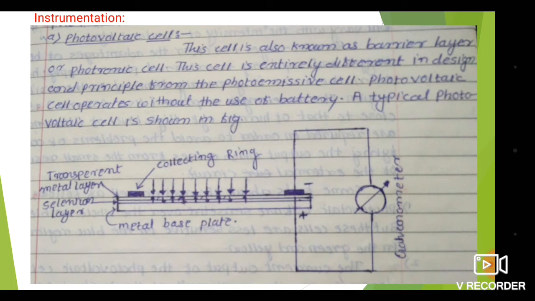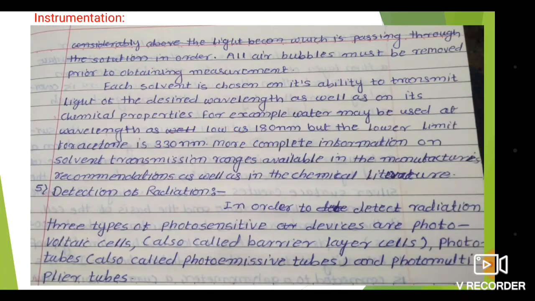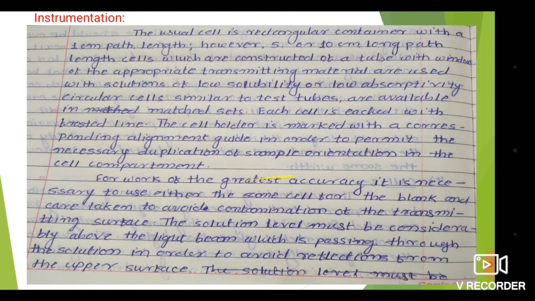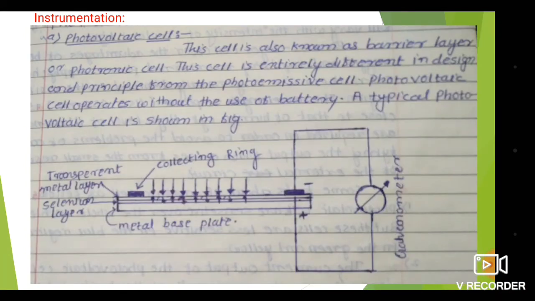After light strikes this electrode, the electron in between the selenium layer and metal layer gets excited, and this accumulation of electrons between the selenium and metal layer produces a voltage difference, that is a potential difference. With the help of this, a small current, that is the photocurrent, flows through the apparatus, the photovoltaic tube.